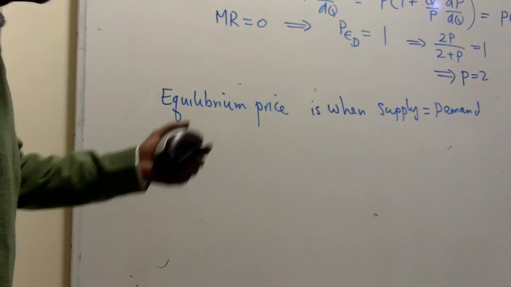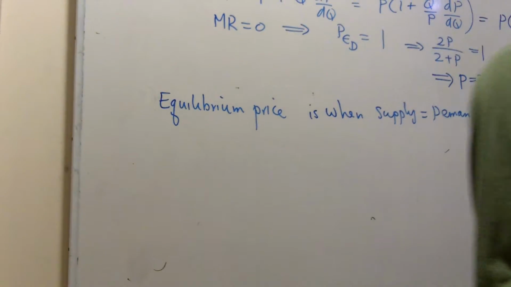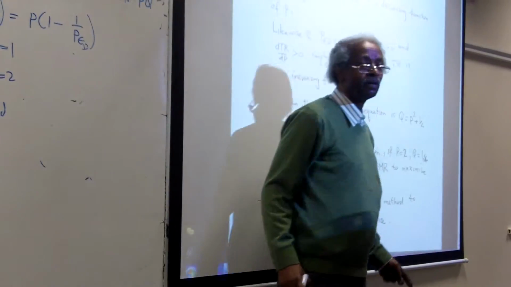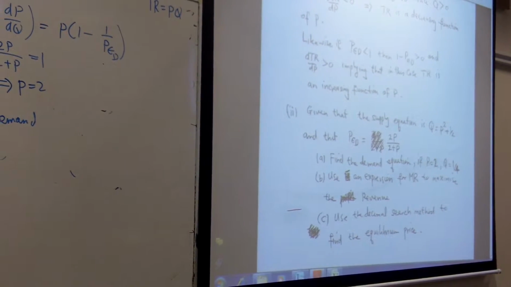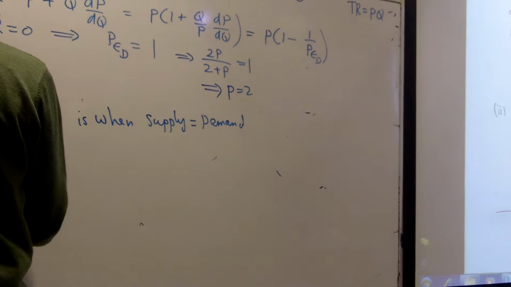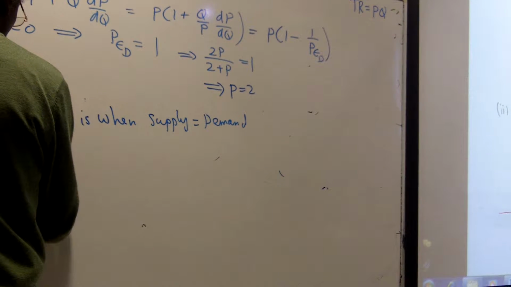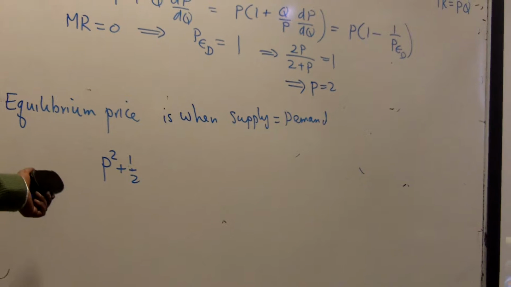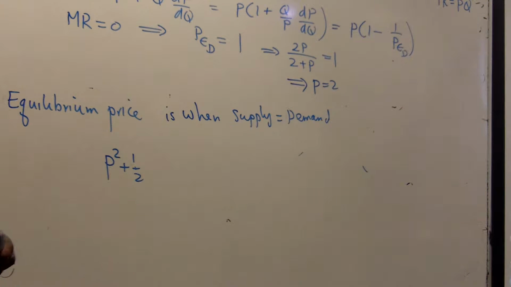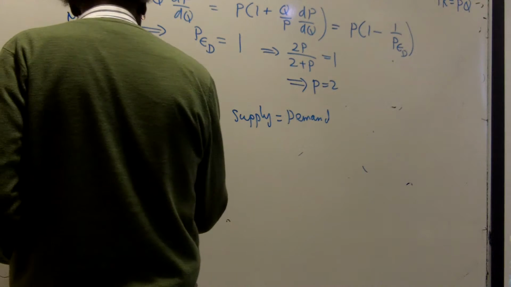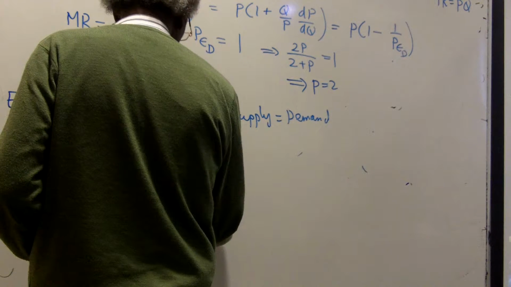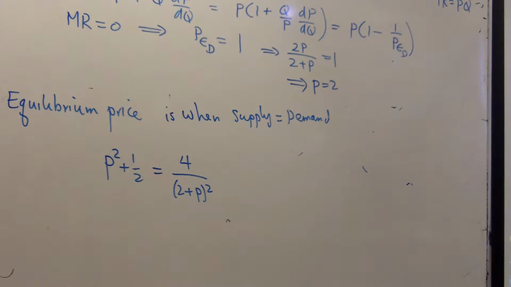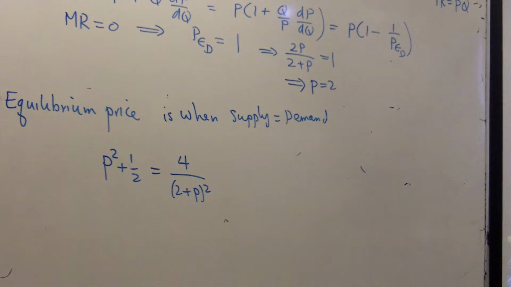Now the supply equation is Q equals P squared plus a half. The demand equation is what we got from the differential equation. If you want the equilibrium price, you put them equal to each other. So that's P squared plus a half, the Q bit of the supply equation, and the Q bit in the demand equation is 4 over 2 plus P squared. When you solve this equation, the value of P is the equilibrium price.